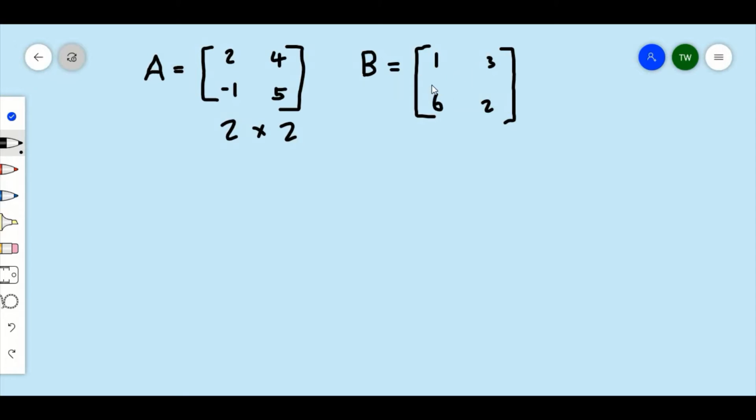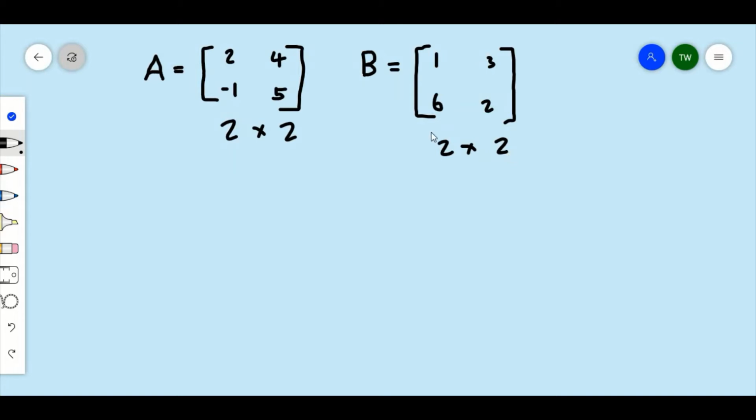Now, for matrix B, row 1 would be 1, 3, and row 2 would be 6, 2. So it has 2 rows, right? And it also has 2 columns. Column 1 would be 1, 6. And column 2 would be 3, 2. So this is a 2 by 2 matrix.